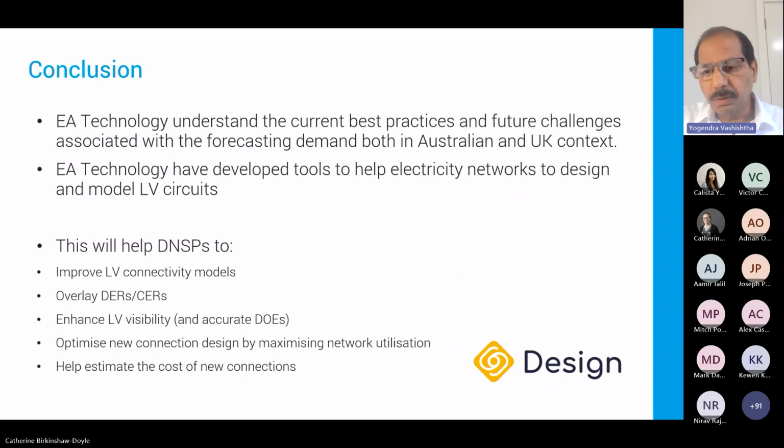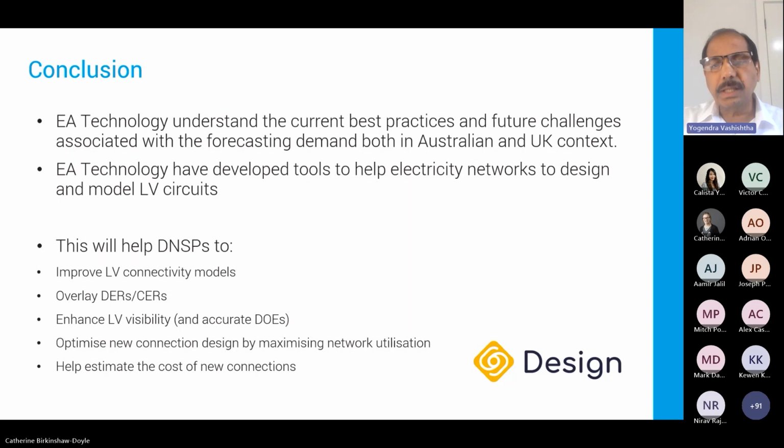So look, before we go to the Q&A very quickly, what I can say is that EA Technology in Australia and the UK have been working in this area for many, many years, and they understand what the current best practices are in Australia and the UK and what the challenges ahead are. And then EA Technology, as you saw in the video, has developed VisNet Design, a tool based on the Dayview method, which can actually model the LV circuits.